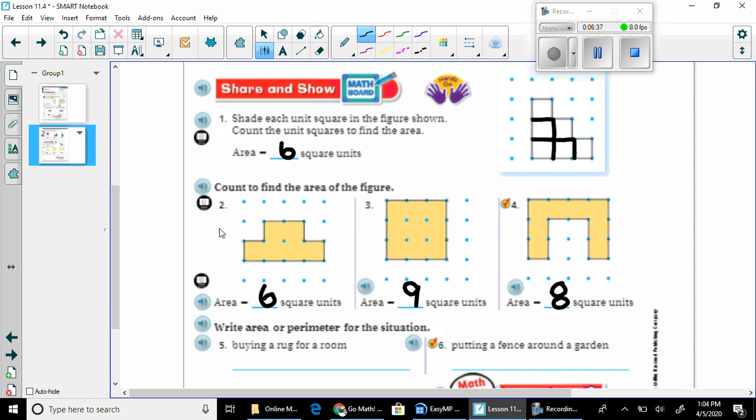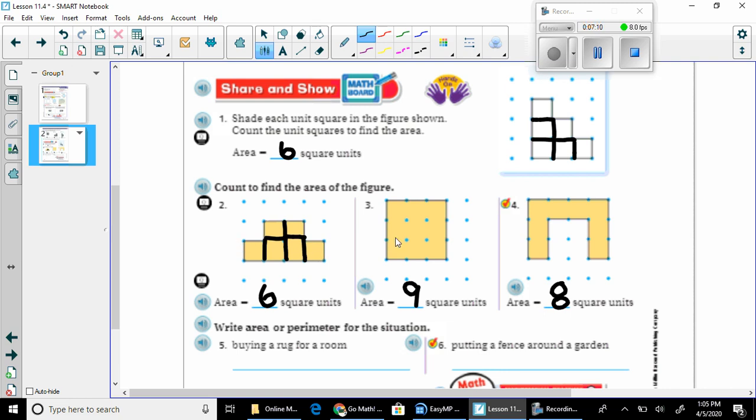Okay, so down for number 2, I also got an area of 6 square units. I will mark them off with you. 1, 2, 3, 4, 5, and 6. Okay, so counting again, I have 1, 2, 3, 4, 5, and 6. 6 square units for figure 2.